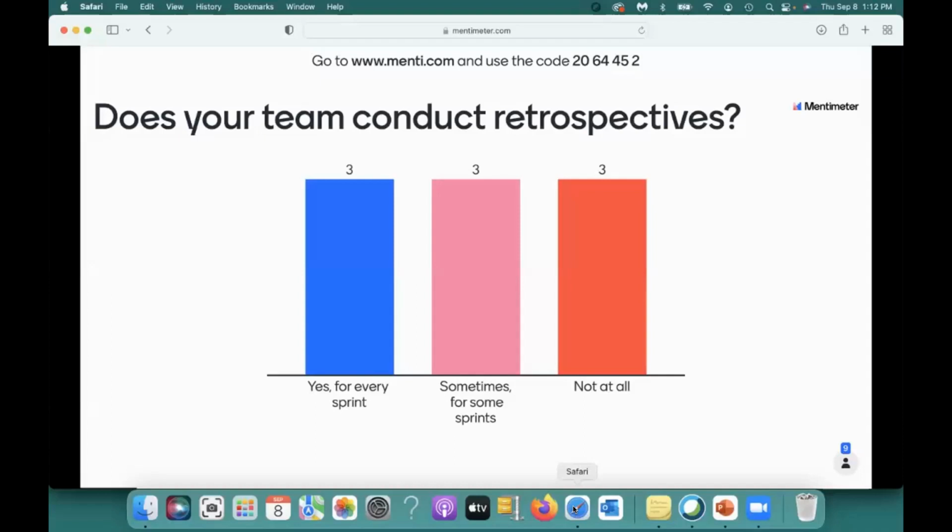As I was saying, whether you are following agile or not doesn't matter. Whether you are doing projects or not doesn't matter. A retrospective is an agile practice that can benefit everyone. Okay, all right. Let's move on.